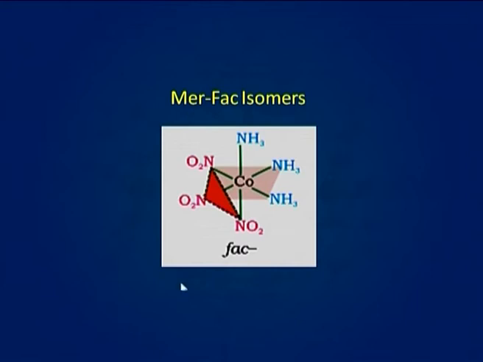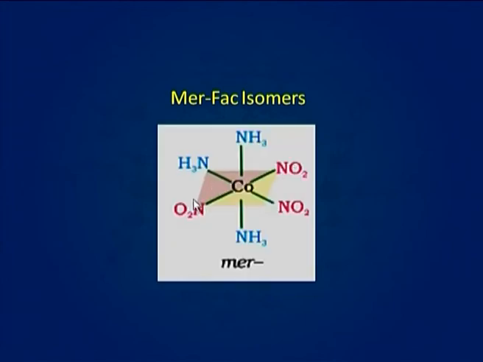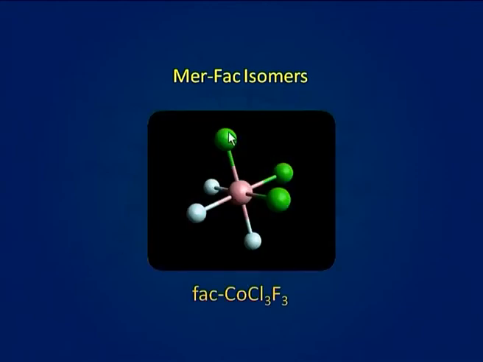It can also be said that if three donor atoms of the same ligand occupy adjacent positions at the corners of the octahedral face, we have the facial isomer. When the positions are around the meridian of the octahedron, we get a meridional isomer. In terms of nomenclature, MER-FAC isomers follow the same rule as cis-trans isomers, where you put the isomer type followed by a hyphen followed by the molecular formula. For example, as this isomer is a facial isomer, it will be named as fac-CoCl3F3.